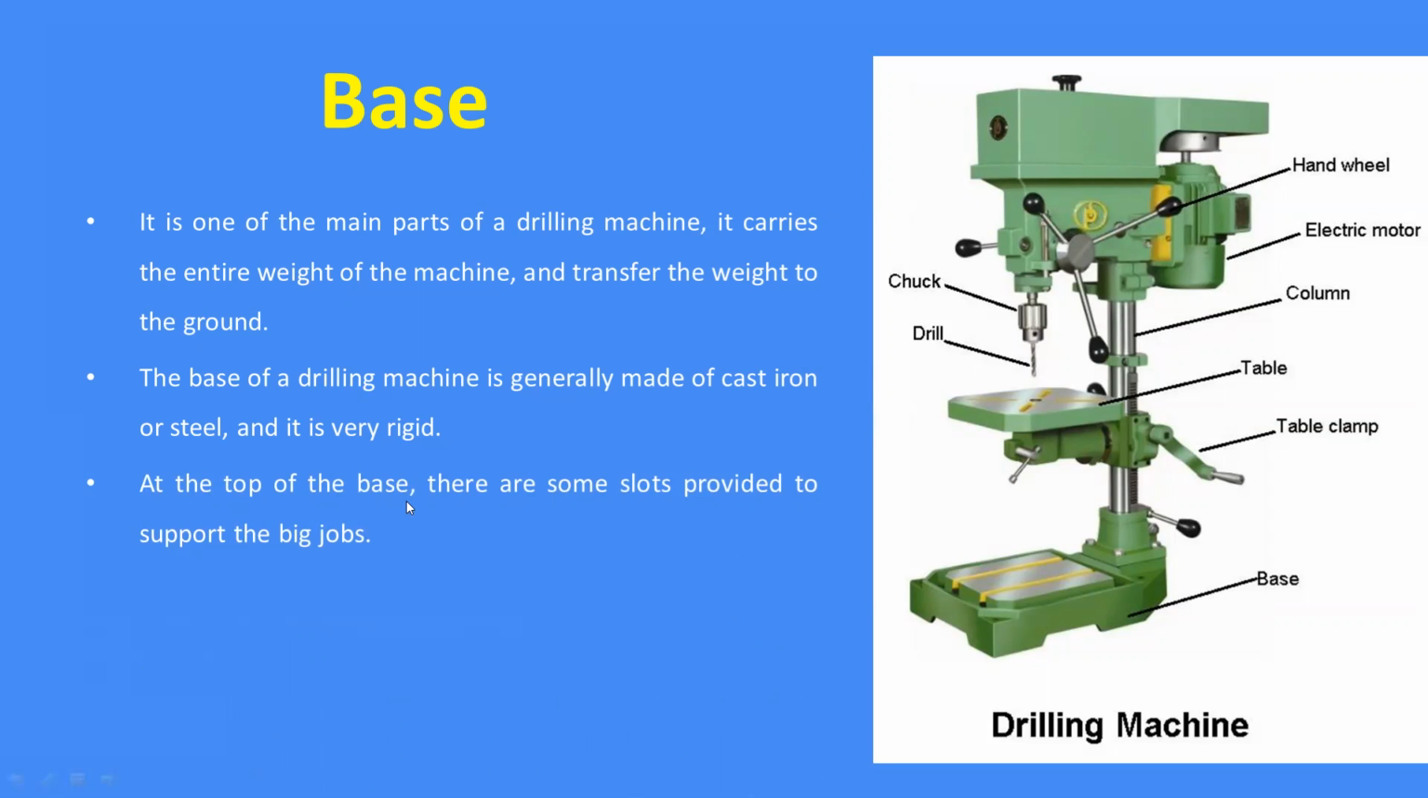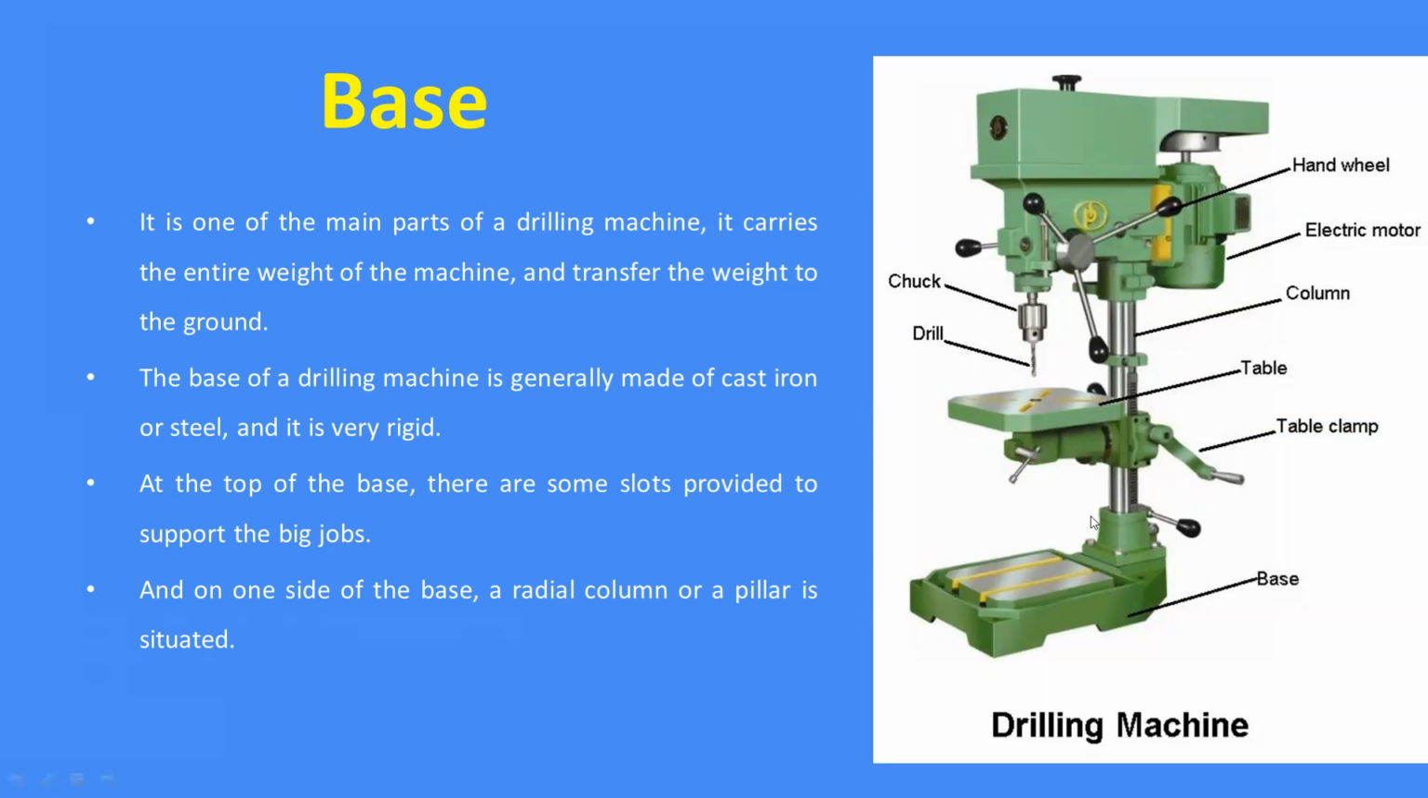So you can see at the top of the base there are some slots provided to support the big jobs. Next, at one end of the base, a radial column or the pillar is situated, as we can see from the figure. At one end of this, the column or the pillar is situated.